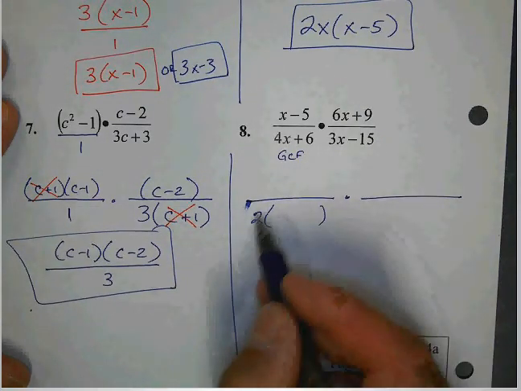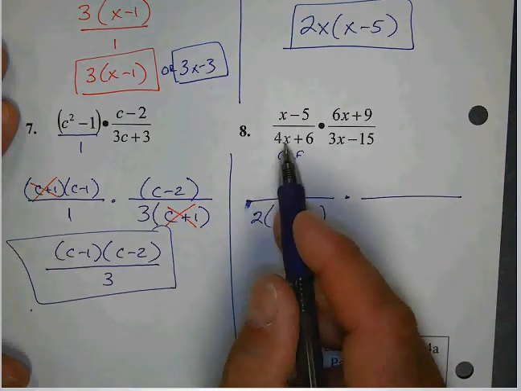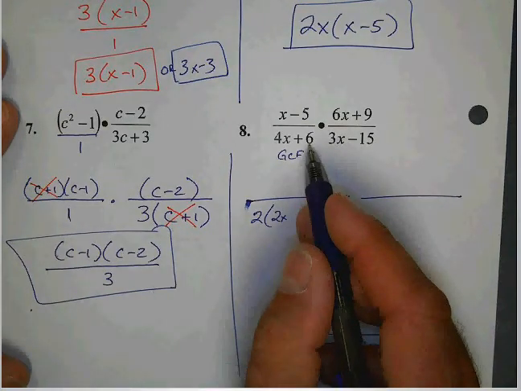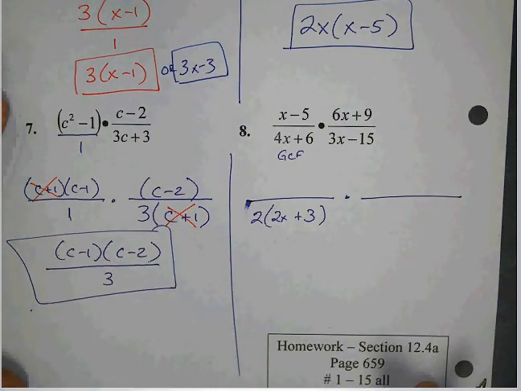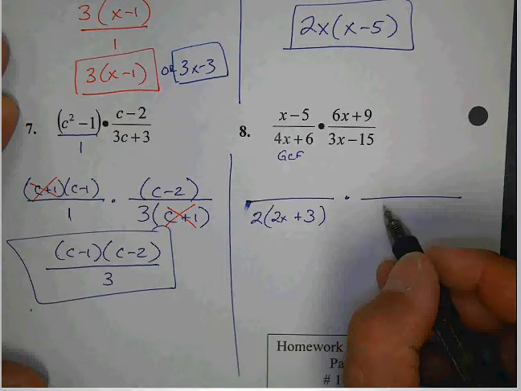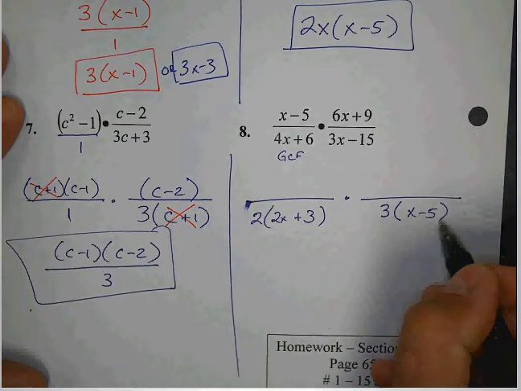2 times what is 4x? 2. Okay. And 2 times what is positive 6? 3. So 2x plus 3. Okay? Haley? Bottom right. The 3, and good. Okay, Ryan and Haley gave us the first two.